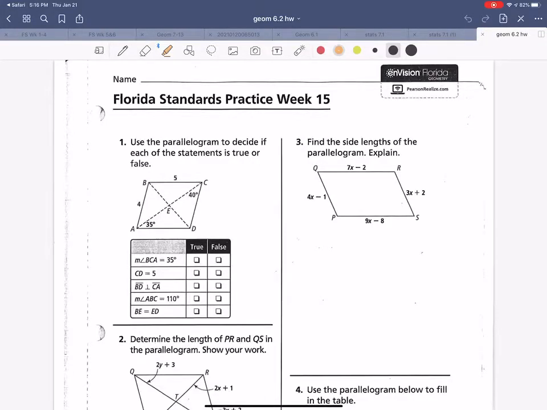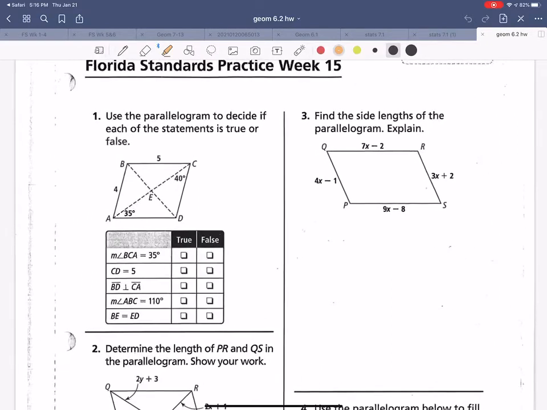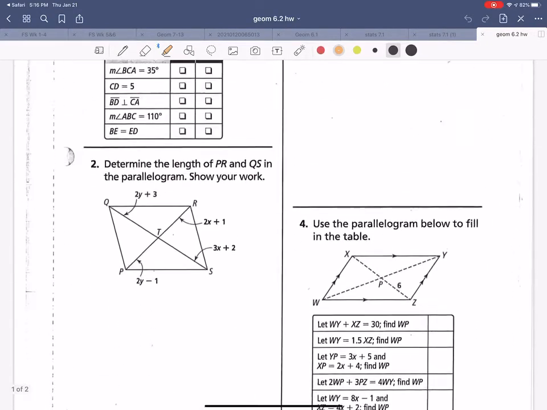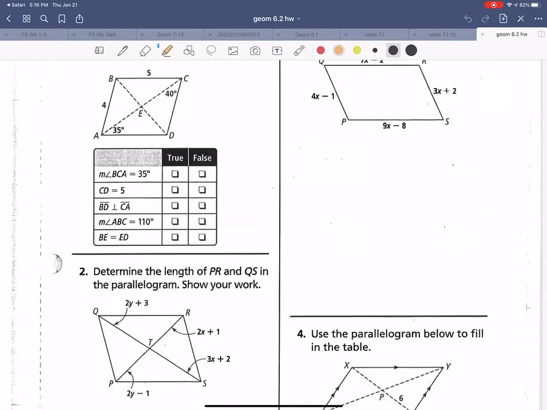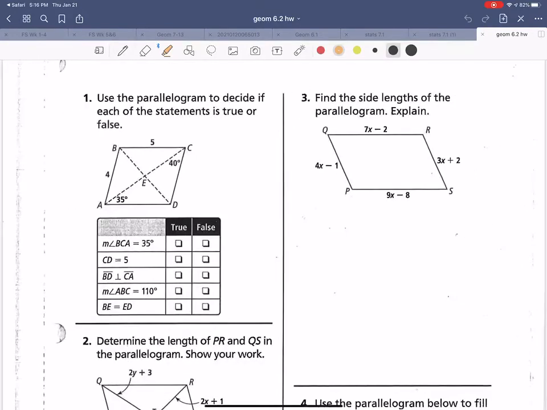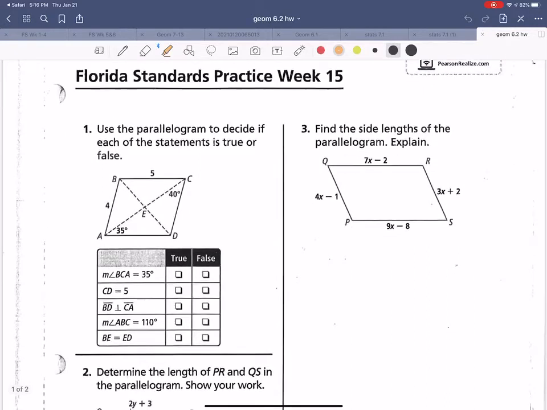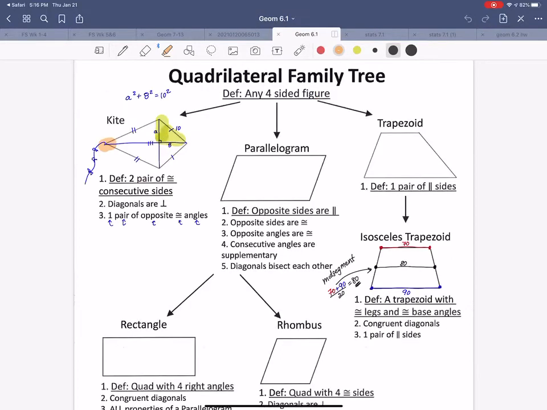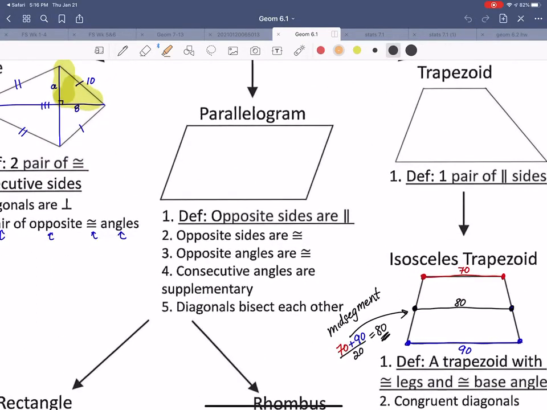Let's do it. Okay. So using some of our notes and just kind of logic, when I go to draw something, it's like, oh, I noticed that this is always true. Okay, so the first one says, use the parallelogram to decide if each statement is true or false. So if I look back on my notes, here's all the things that we know about a parallelogram, right?